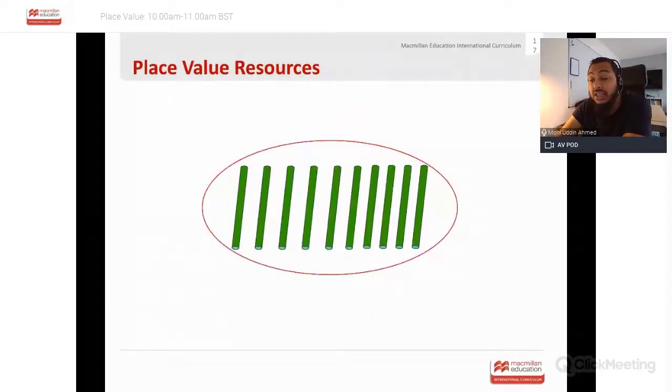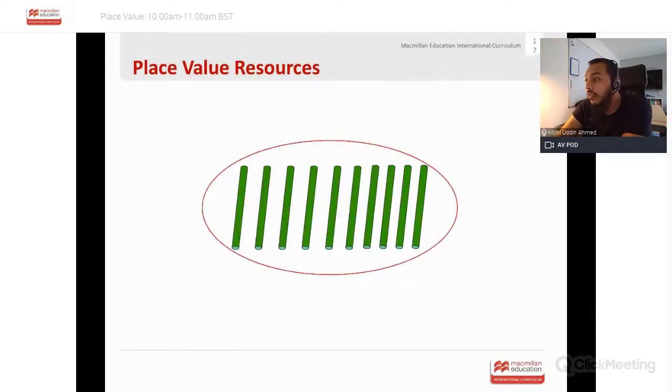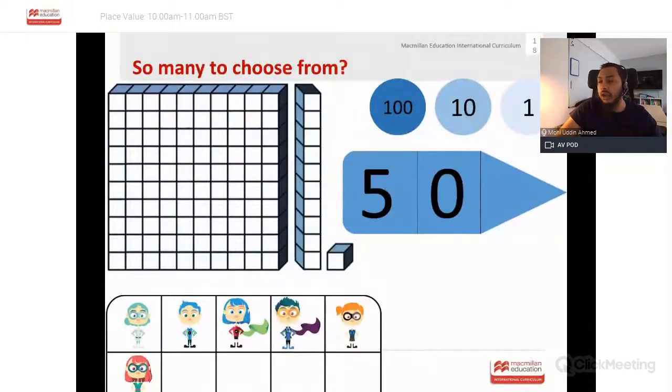So initially, you might start to use things like sticks, 10 frames, and deans, showing visually how 10 ones is equal to 1 ten, right? Visually showing that, articulating that verbally, getting your kids to write it down so they are very confident and they can see that they've got it in them. But then as the numbers get larger, you're going to start using things like the deans or base 10 blocks. You're going to start using place value counters and place value cards as well. And these are your early stages.